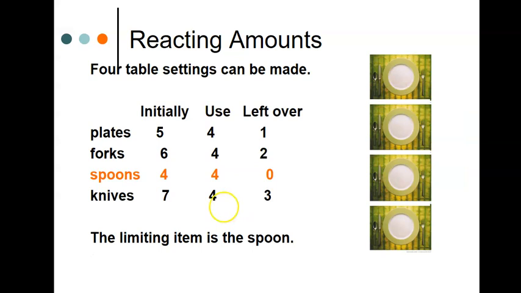If you say 4 sets of table, that's correct, because your spoon runs out after you've made the 4th table. So that means your spoon here is your limiting item.